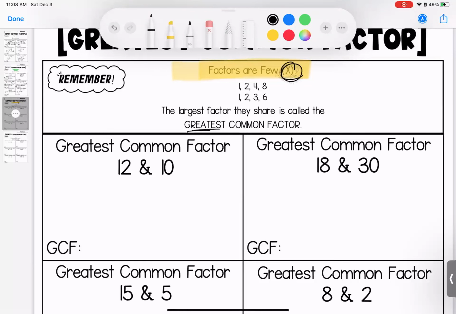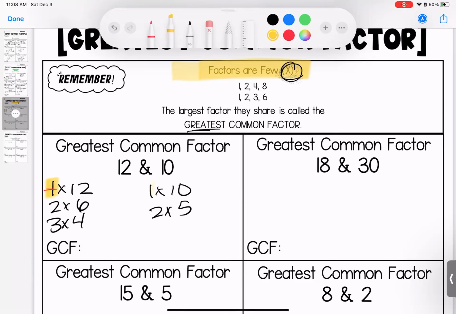So for 12, I know 1 times 12, 2 times 6, 3 times 4. For 10, I have 1 times 10, 2 times 5. The greatest common factor that they have. Let's look. I have a 1 that they both have. I have a 2, a 5, no, a 10, no. Greatest common factor for these is going to be 2.